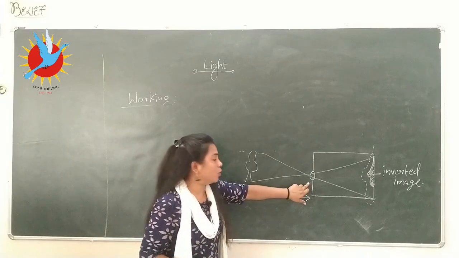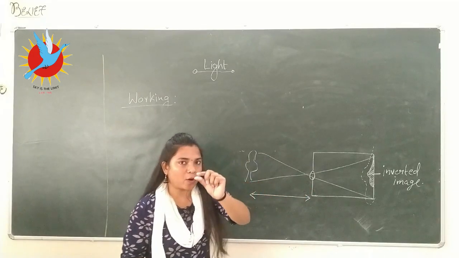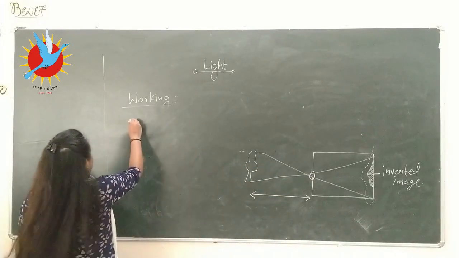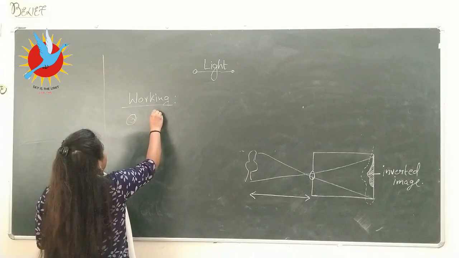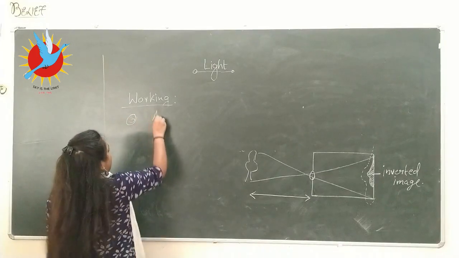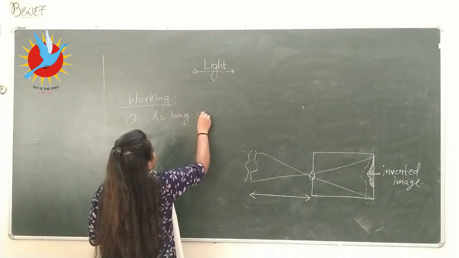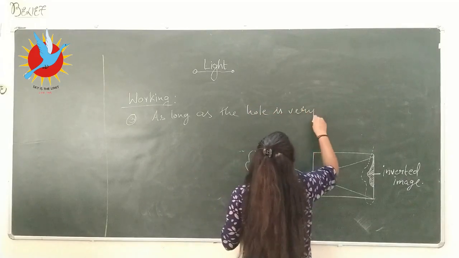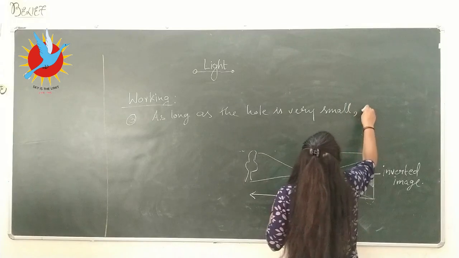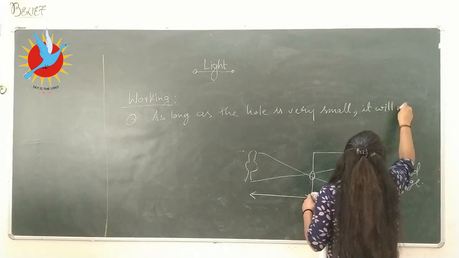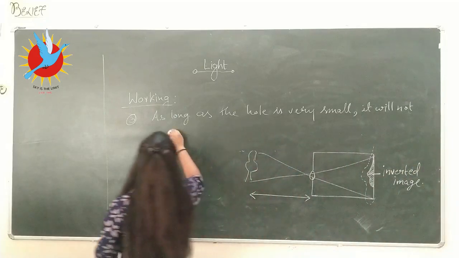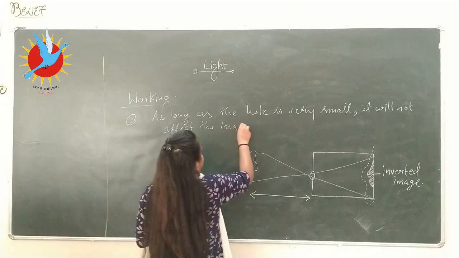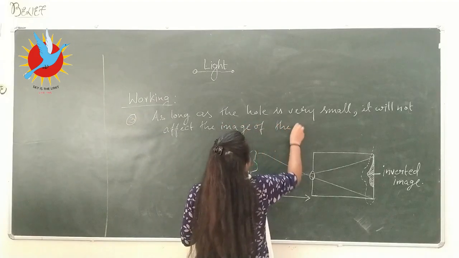Now next point. As long as this hole in the pinhole camera is small, it will not affect the size of the image. So third point is, as long as the hole is very small, it will not affect the image of the object.